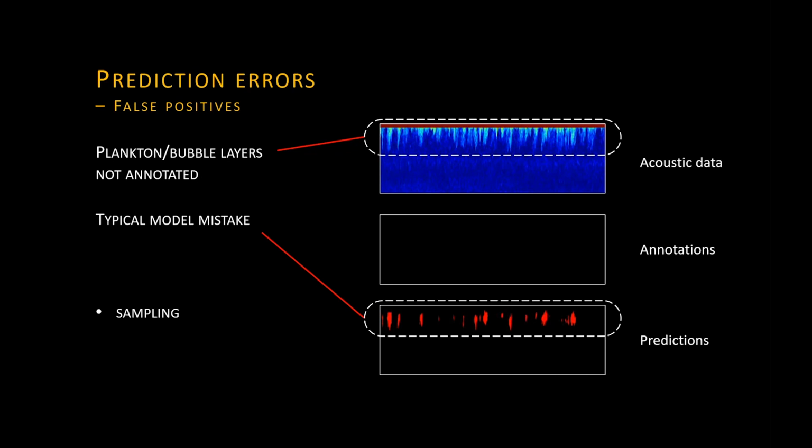And we're currently working on improving this with different types of patch sampling, either by sampling more frequently from the upper part closer to the surface, combined with high intensity regions from the acoustic data. And we're also considering using a purely intensity-based sampling strategy.